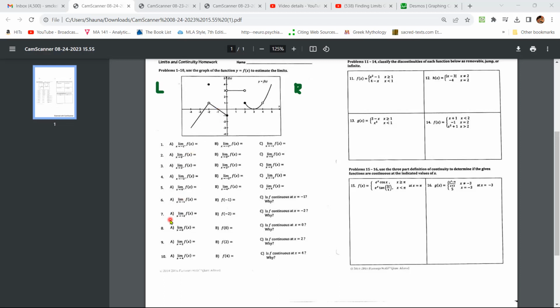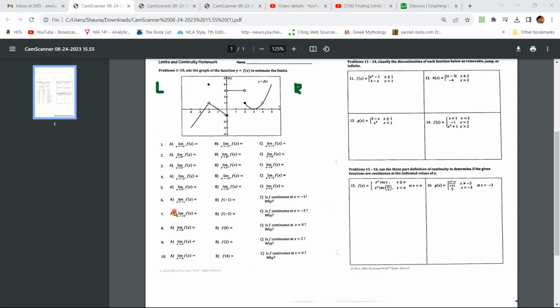How about number 7? So that's as x approaches -2 from both sides. Look at problem number 3. You did that already. So the limit was 1, but f of -2 was 4. So that means it's not continuous. Very good.